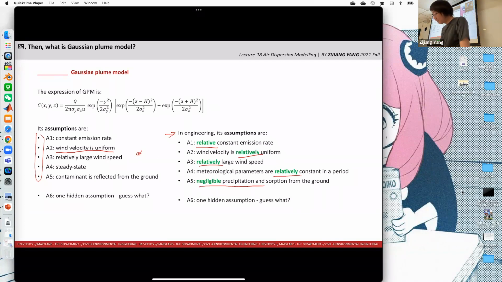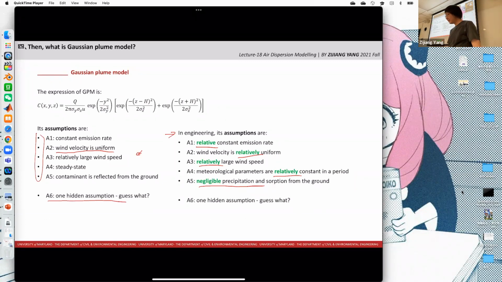And here, we also have a hidden assumption that I didn't mention. I'm wondering, what do you think the assumption is that I didn't mention? Do you guys have any ideas? During these two derivation processes? And I think Amir mentioned that the particles do not have any interaction. I think that should be one of the assumptions.